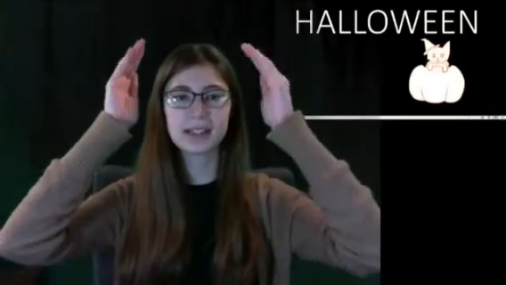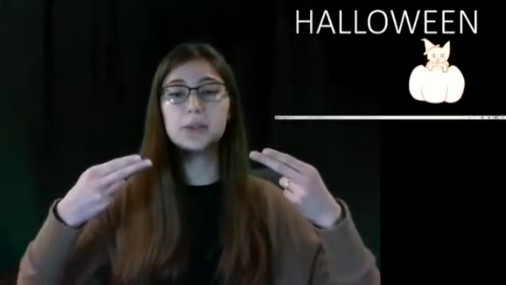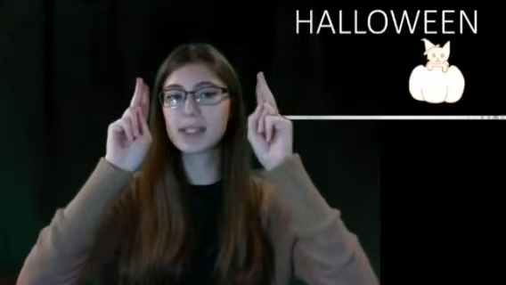Halloween words. Our first word is Halloween. You're going to make 2 open B hand shapes, and these are going to come down over your eyes and back out again. Halloween. Or you can also do the same motion with H hand shapes. Halloween.